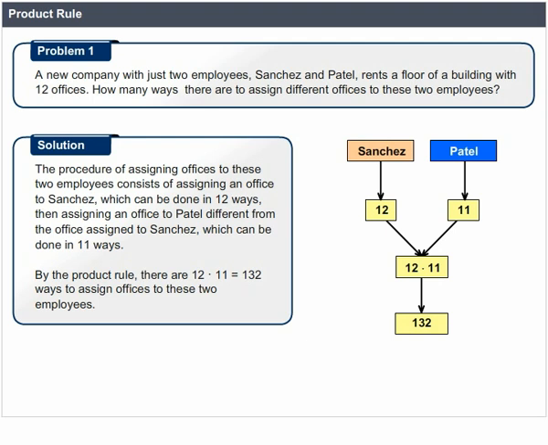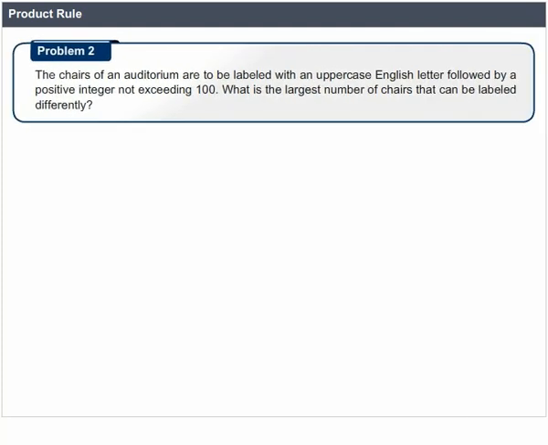The chairs of an auditorium are to be labeled with an uppercase English letter followed by a positive integer not exceeding 100. What is the largest number of chairs that can be labeled differently?